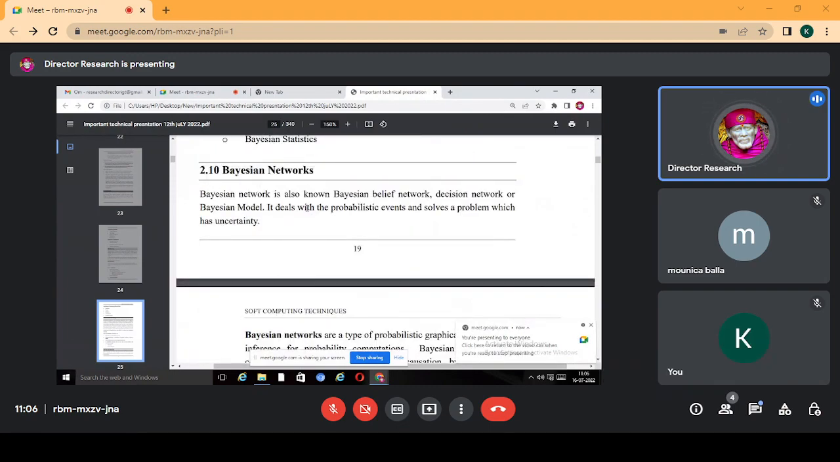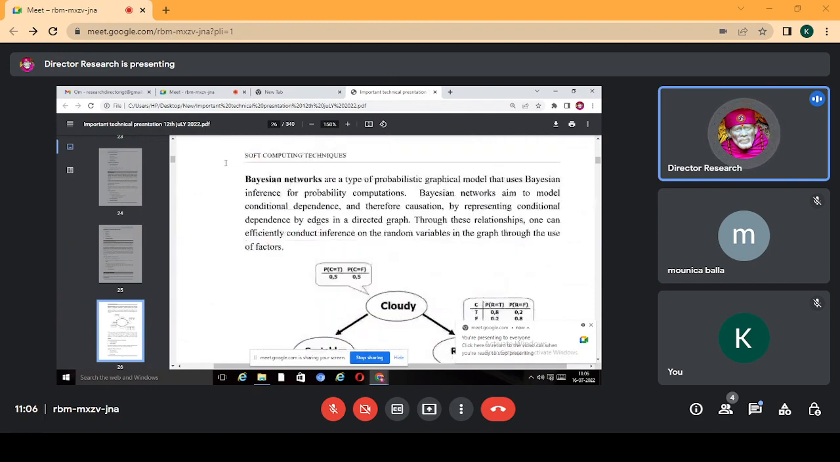A Bayesian network is also known as a belief network, decision network, or Bayesian model. It deals with probabilistic events and solves problems which have uncertainty. Bayesian networks are a type of probabilistic graphical model that uses Bayesian inference for probability computations. Bayesian networks aim to model conditional dependency, and therefore causation, by representing conditional dependency by edges in a directed graph. Through these relationships, one can efficiently conduct inference on the random variables in the graph through the use of factors.